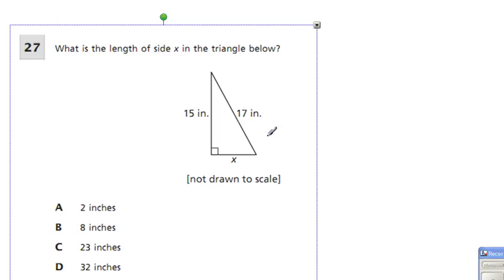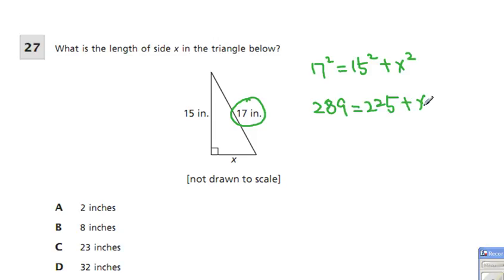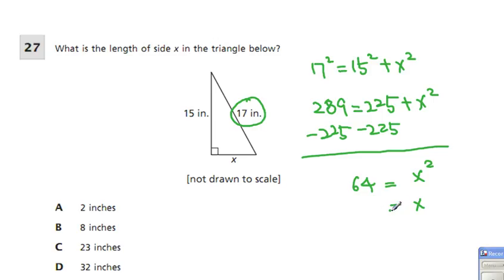Now, once again, to find out the value of x, we're going to use the Pythagorean theorem. Since 17 is the hypotenuse, we're going to have 17 squared is equal to 15 squared plus x squared. Then here we realize 289 is equal to 225 plus x squared. When you subtract 225 from both sides, we are left with x squared, which is equal to 64. Therefore, x must be equal to 8. That becomes our answer.